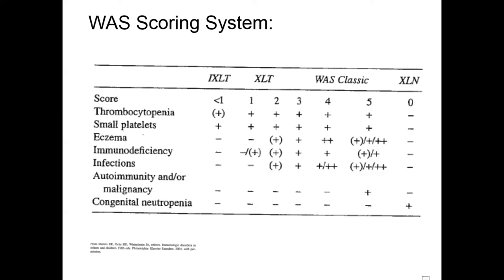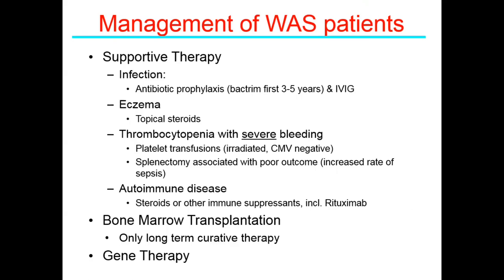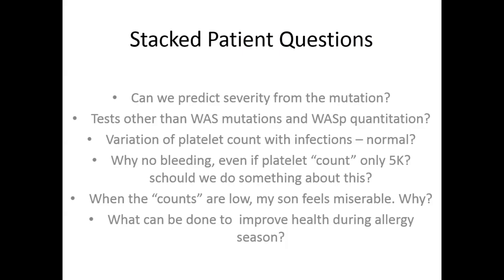And then what's important is that X-linked thrombocytopenia patients may start out with a score of 1 or 2, but they can actually move into classic Wiskott with a score of 5 if they develop autoimmune disease, as I showed you, or malignancies. And those were some questions. I hope I addressed them.